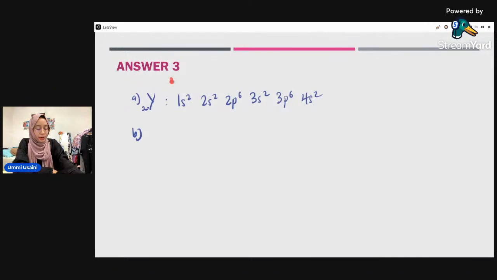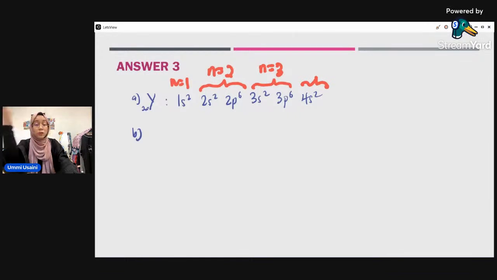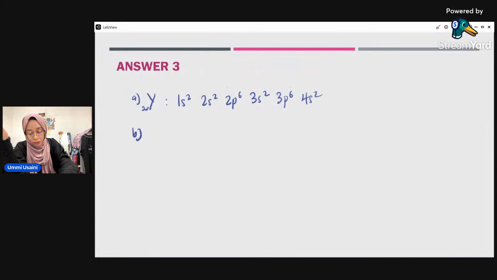Okay, we have n equals to 1 here, the 1s2, and then 2s2p is from n equals to 2. Okay, and then we have 3s and 3p in n equals to 3. And lastly, our very outermost orbital that we have here is n equals to 4. It means the 4s2 here is the valence electron. So we have 2 valence electrons here.